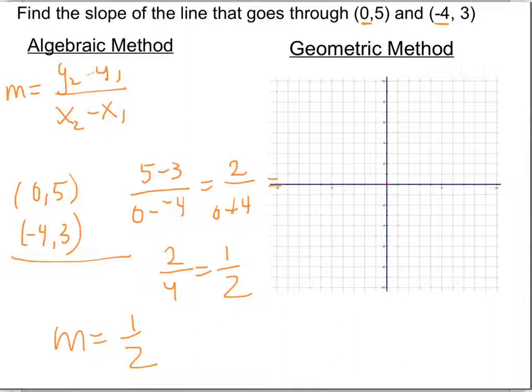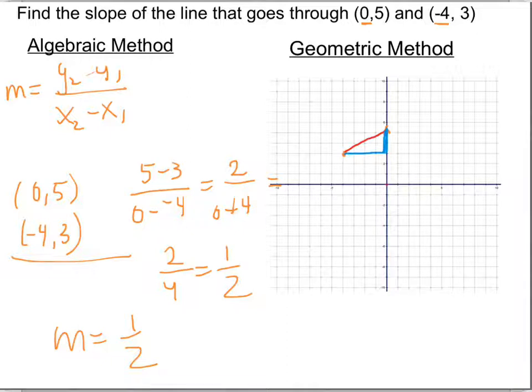That's the algebraic method. The geometric method is to graph these 2 points and then look at the line between them and use the line to calculate the slope. So if I graphed 0, 5, it would be right here. And if I graph -4, 3, I could do this, and then I can draw the line in between them. This hypotenuse is not really of concern for me. What I'm looking at is the change in y versus the change in x.